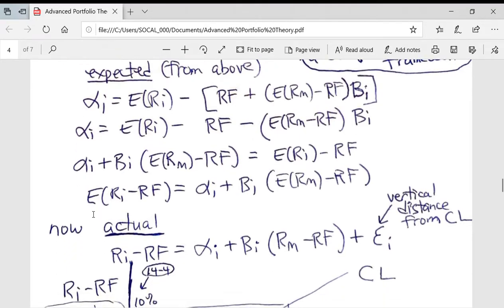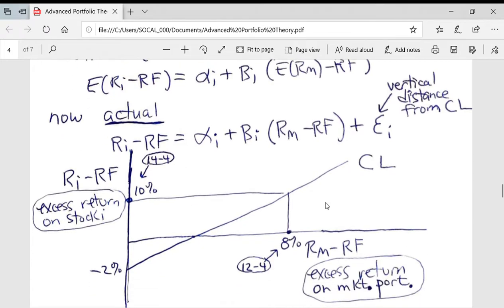So we have the expected value of the return on security I minus the risk-free rate is equal to the mispricing alpha I plus beta times the expected excess return on the market portfolio, which is the expected return on the market minus the risk-free rate.